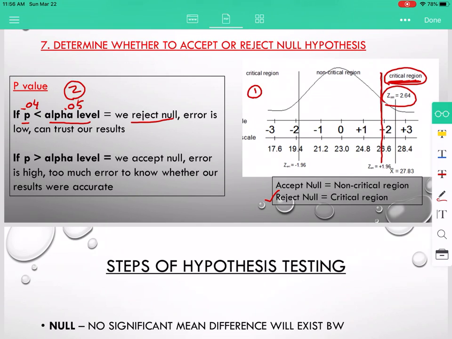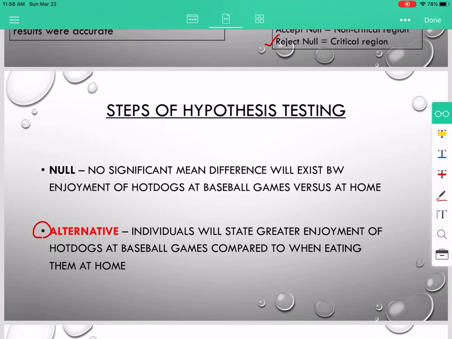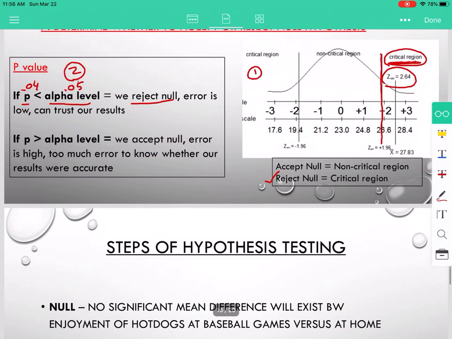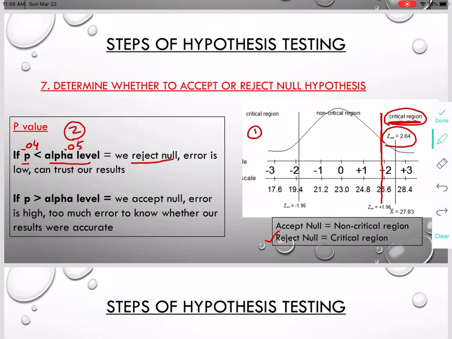To the right, I was in the critical region. I reject the null. My p-value was less than the alpha. I reject the null. And by rejecting the null, I have to accept one of the alternatives. Of course, the opposite could be true. If I was doing my distribution curve and my obtained score was in the non-critical region, you'd be forced to accept the null.